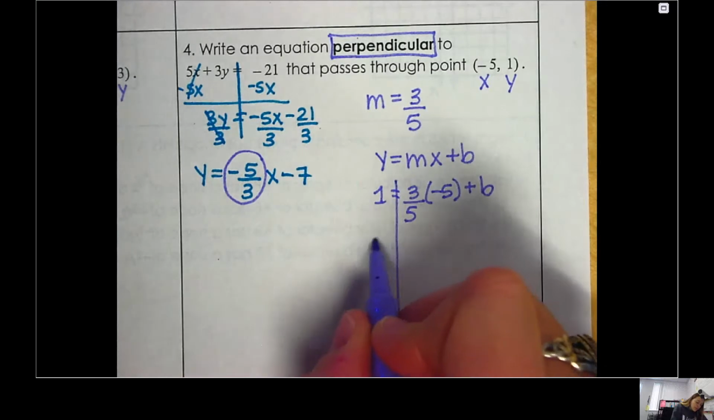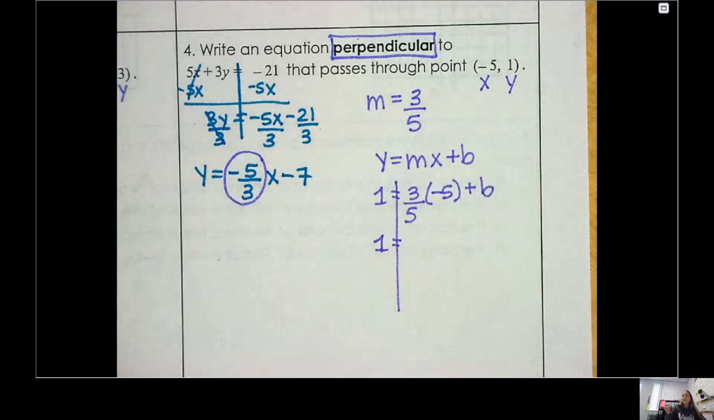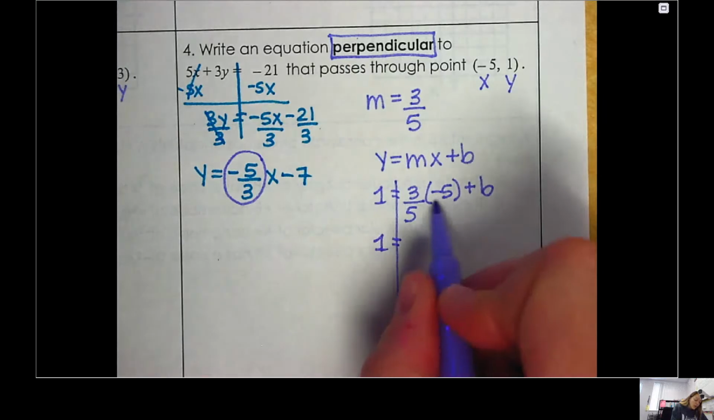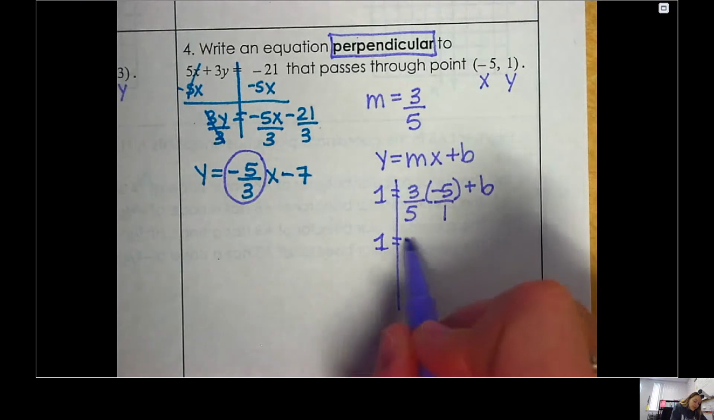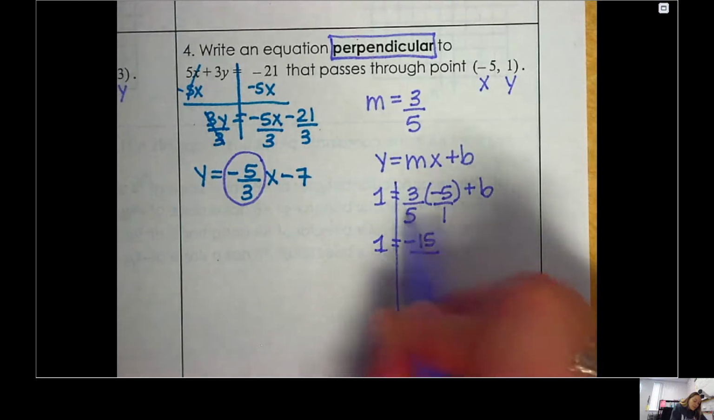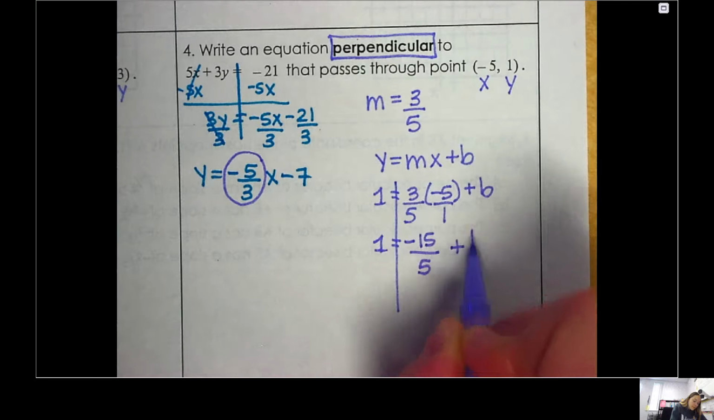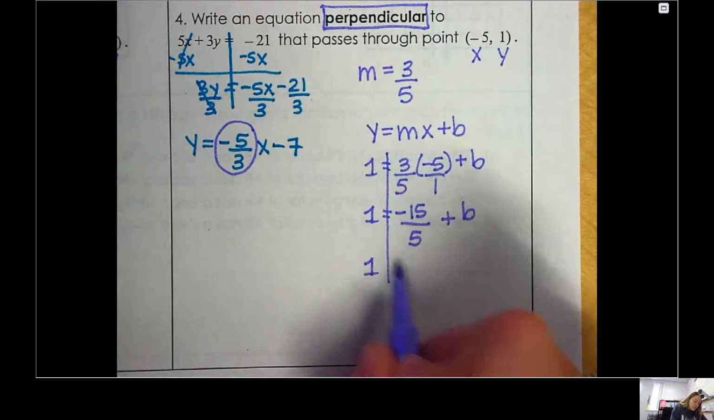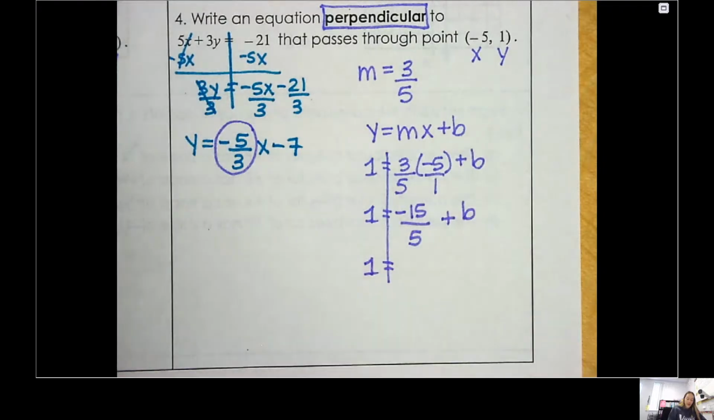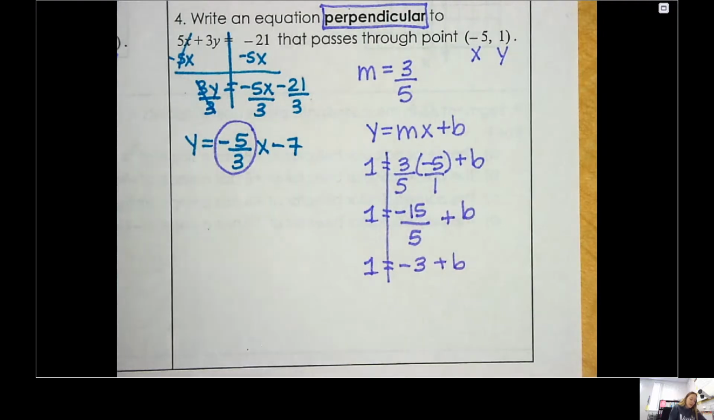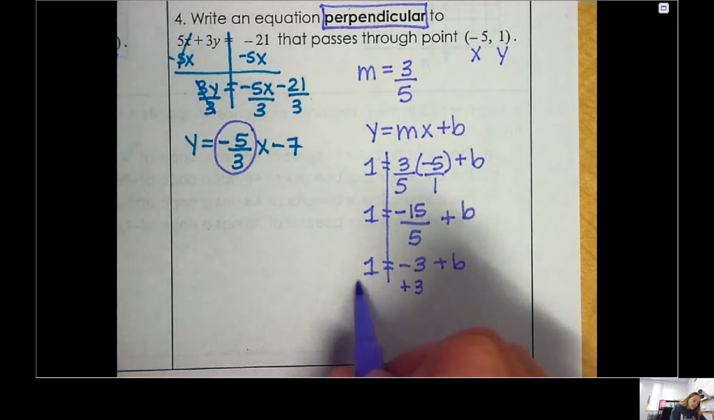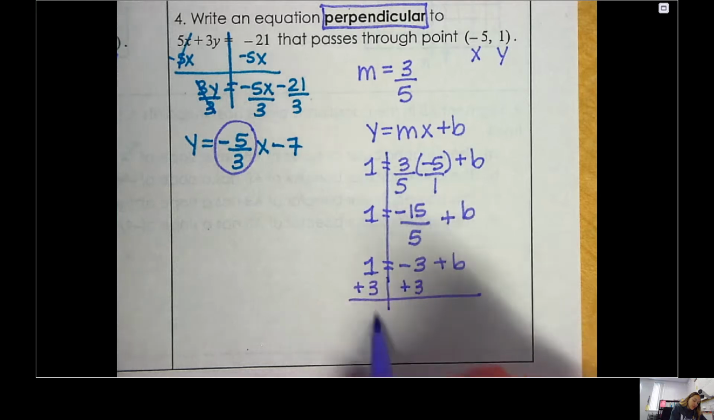Okay, I bring down my 1, and hopefully you're noticing that it's a lot of the same things over and over again. I'm going to multiply straight across on the top. So 3 times -5 is -15. 5 times 1 is 5. And then plus b. Now I've got a division, it's just a fraction that I can actually do. -15 divided by 5 is -3. Add my b. And then to get b by itself, I will move the 3 over to the other side by addition. So 4 is my b value.